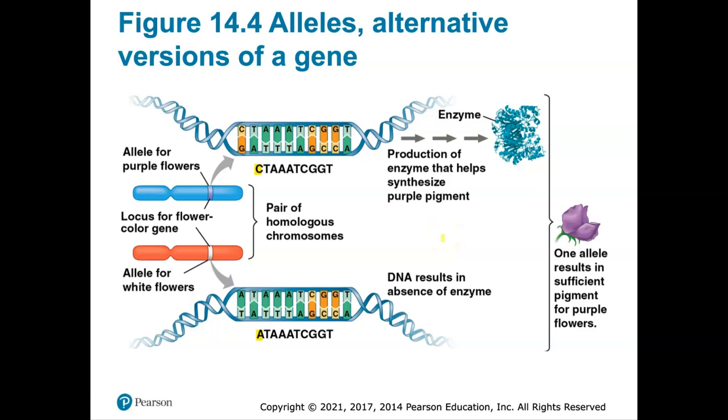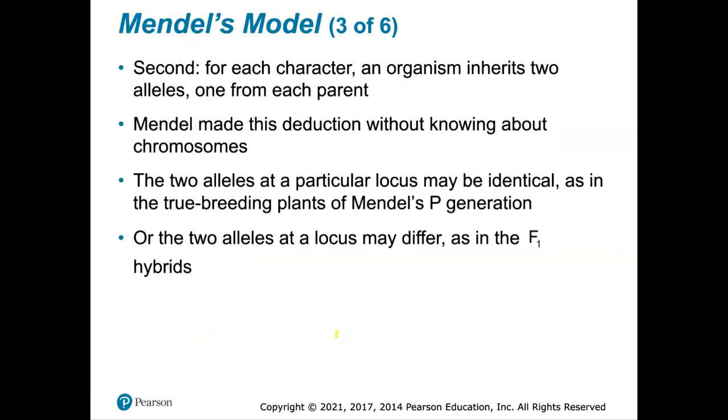It's not really white pigment. White would be absence of pigment. But in flower color, we now know that the gene that controls purple flowers, the purple color, actually codes for an enzyme that helps synthesize the purple pigment. And in the white flowers, that enzyme is absent. So they don't have a pigment. They are lacking pigment. That makes them white.